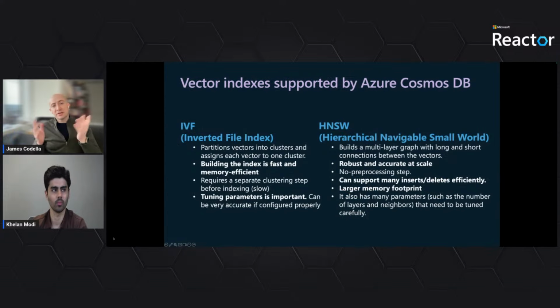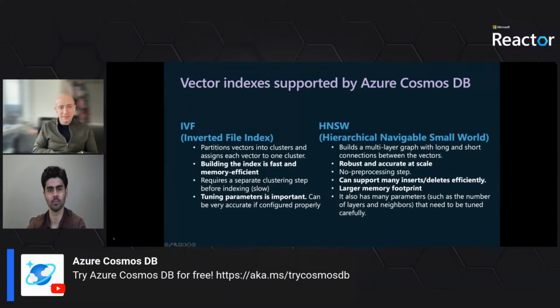So I mentioned vector search, right? So the idea is I have a question from a user and I want to find the most similar documents in my database in Cosmos DB, the documents that are most similar to that user's question. And so when I do a vector search, I would need to build a vector index in my database. And today there are two vector indexes supported by Azure Cosmos DB for MongoDB vCore and Azure Cosmos DB Postgres. The first is the IVF index, or inverted file index.